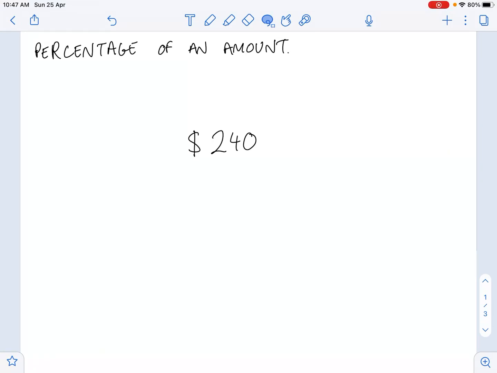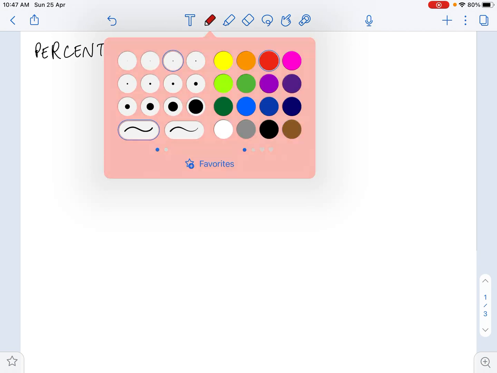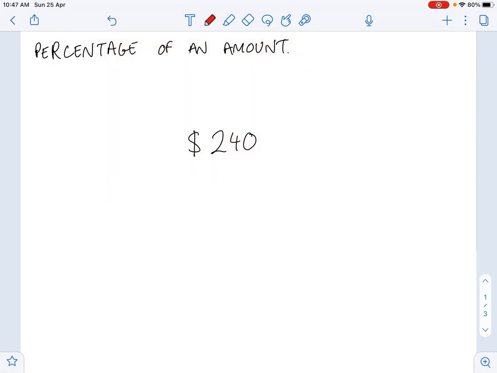All right, looking at finding a percentage of an amount. So we're going to start off with non-calculated calculations. So a few useful things to find out. Well, we can definitely work out 50%, because 50% is the same as halving. So if I've got $240, half of that is going to be $120.